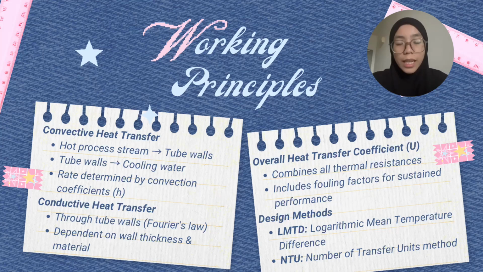Working principles: this heat exchanger transfers heat by convection from the hot process stream to the tube walls and then to the cooling water, while conduction through the metal wall follows Fourier's law. All thermal resistances, including fouling, are combined in the overall heat transfer coefficient, which is U, which we use with LMTD and NTU methods to relate heat duty, temperature change, and required area.